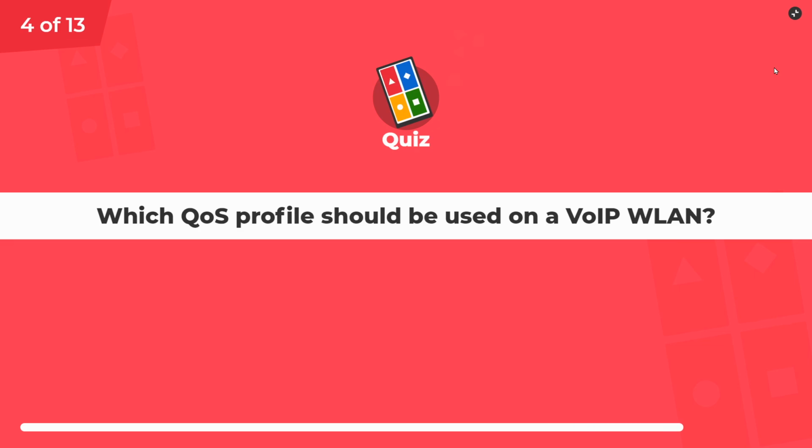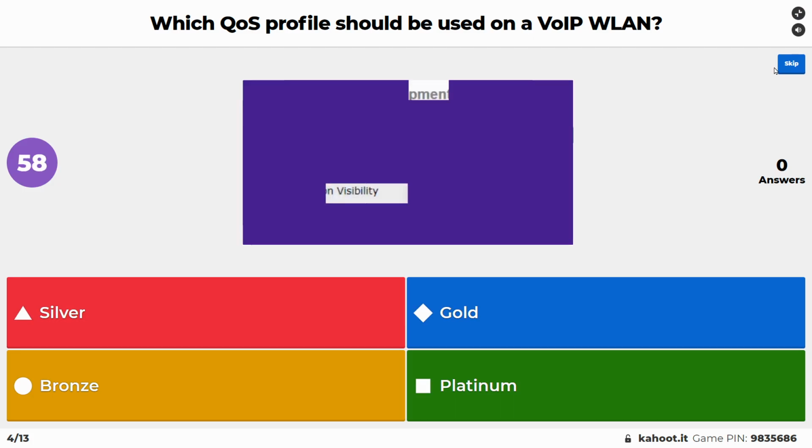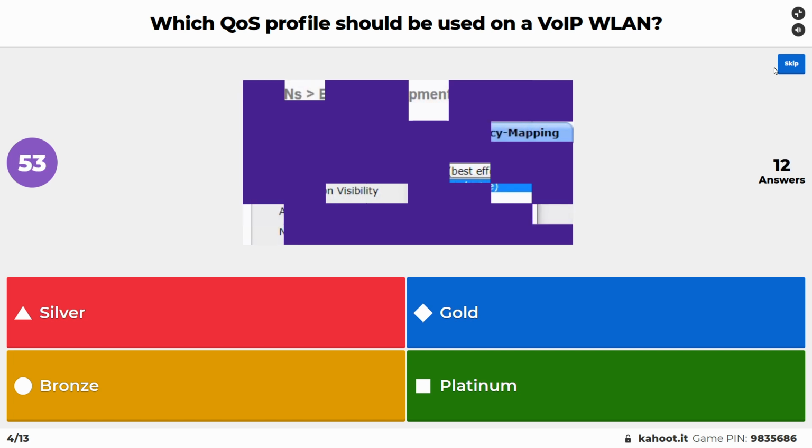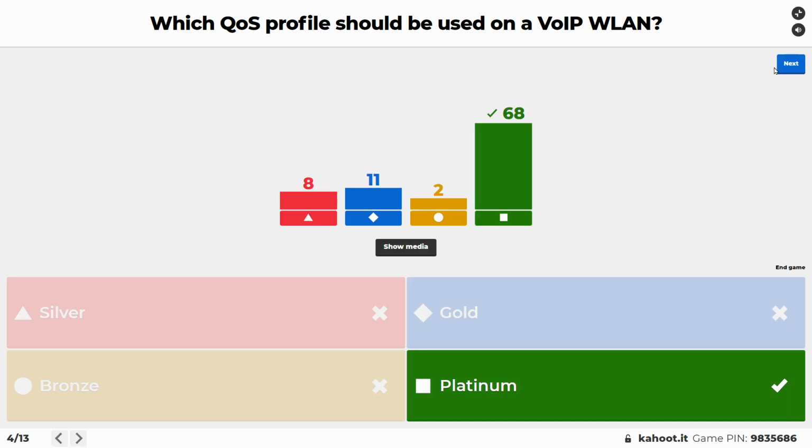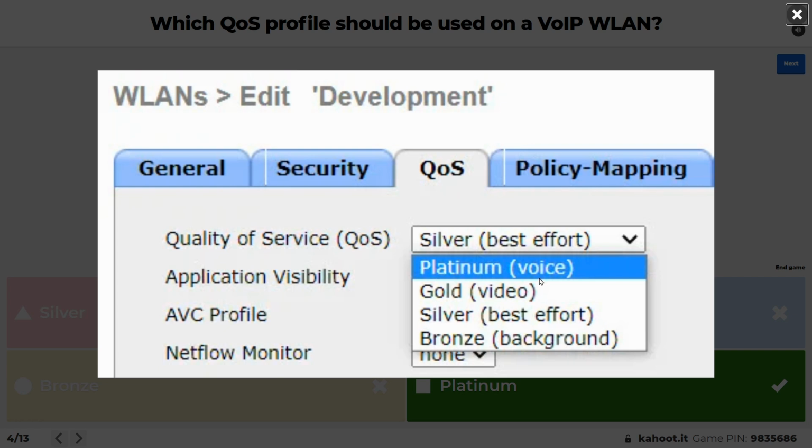Question 4, which QoS profile should be used for a voice over IP wireless local area network? All right, 68 people on the right answer. Platinum, that's what you should use. And that's the best possible QoS you'd want.